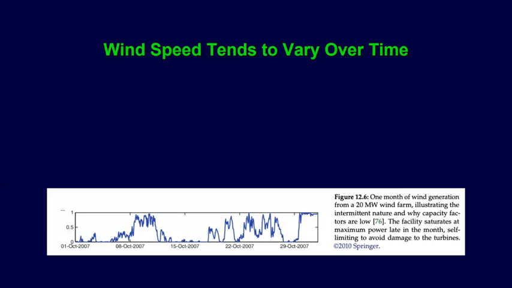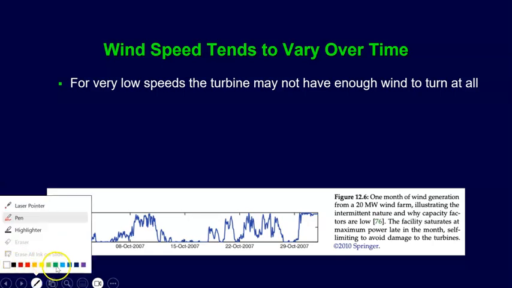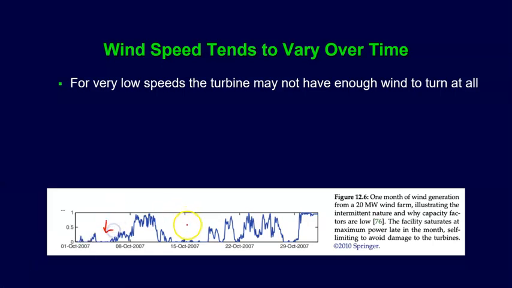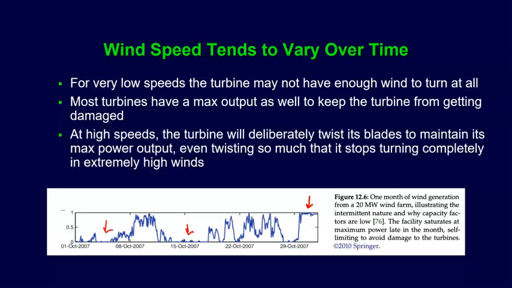Okay, a few more things. Wind speeds do tend to vary over time. This graph here kind of shows you this. For very low speeds, the turbine may not have enough wind to turn at all, and so you can see over here there are some parts where it's basically moving very little, if at all, so maybe the wind's just not blowing enough. But also, most turbines have a max output to keep the turbine from getting damaged. And so you can see over here, possibly that's where it reached its max output. And so at those high speeds, the turbine will deliberately twist its blades to stop catching as much wind, to slow down, and even twisting so much that it stops turning completely. So again, one of the downsides is that the wind does vary over time.